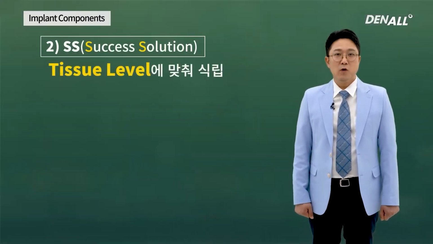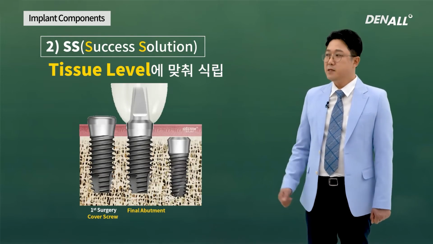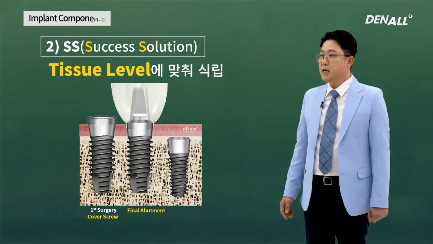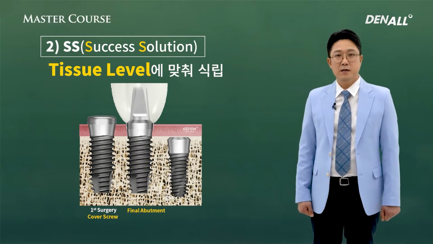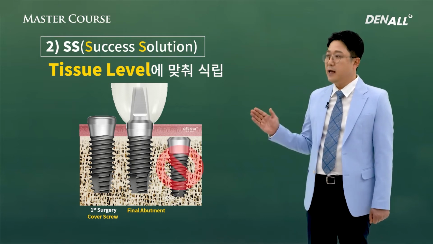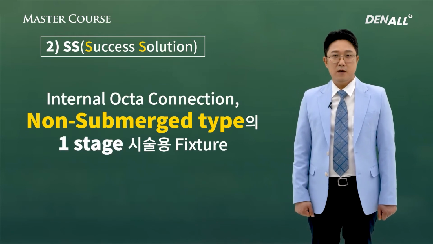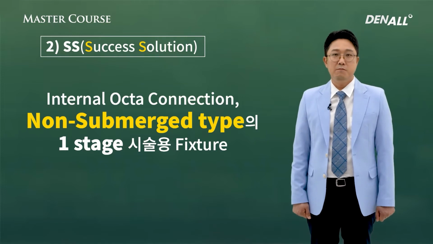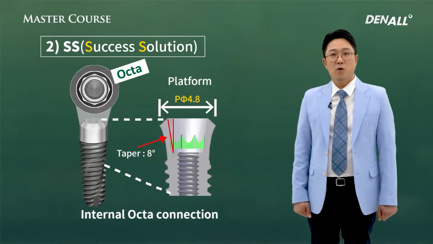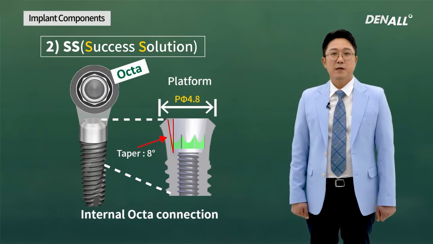Next, I'm going to talk about SS fixture, which is tissue-level implant. As shown in the image, it is placed following the tissue level. Unlike TS implant, you should not place this implant deep. SS implant has internal octa structure and it is a non-submerged type, and it is a fixture for 1-stage surgery. The internal structure has octa structure and has 8 degrees in taper.